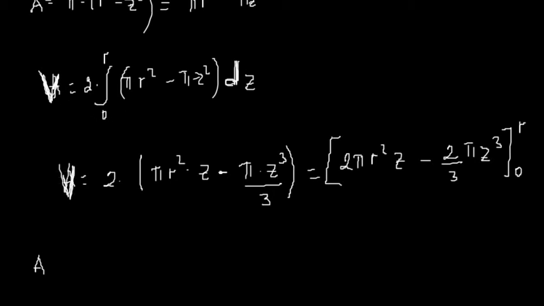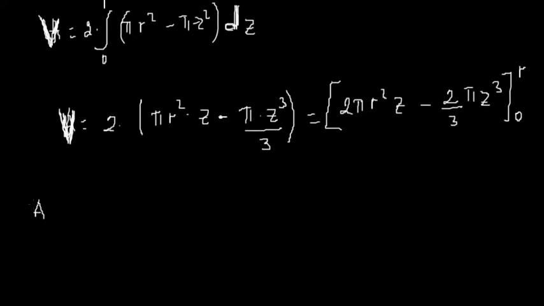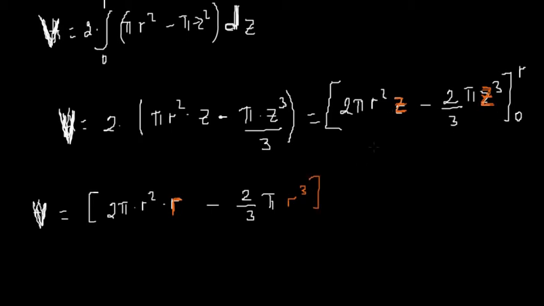So this one is going to be volume. The volume at the end is going to be equal to 2 times pi times r squared times r. So this is z and this is z, where we are going to plug in our r value. So this is r minus 2 over 3 pi r cubed, this is for r, and for 0 it's going to be just 0.